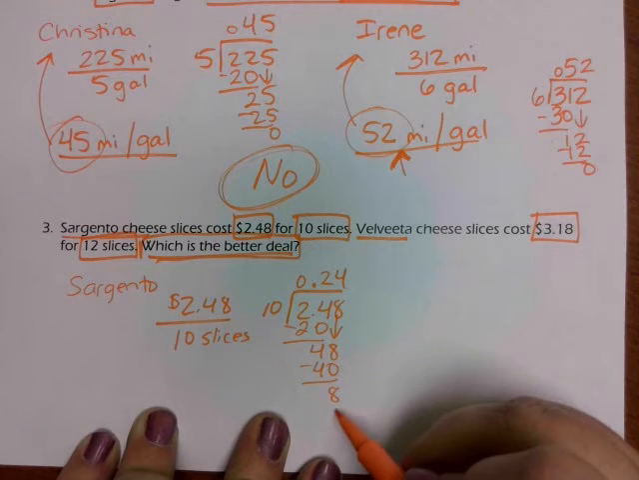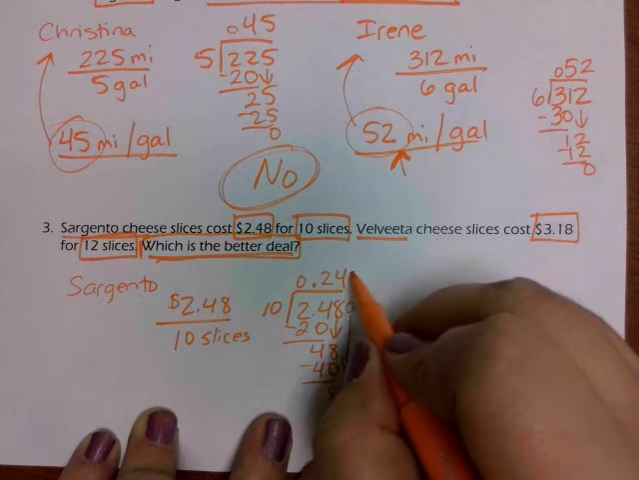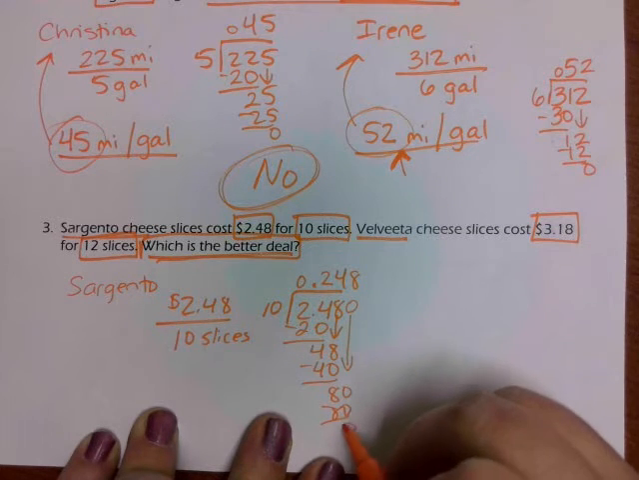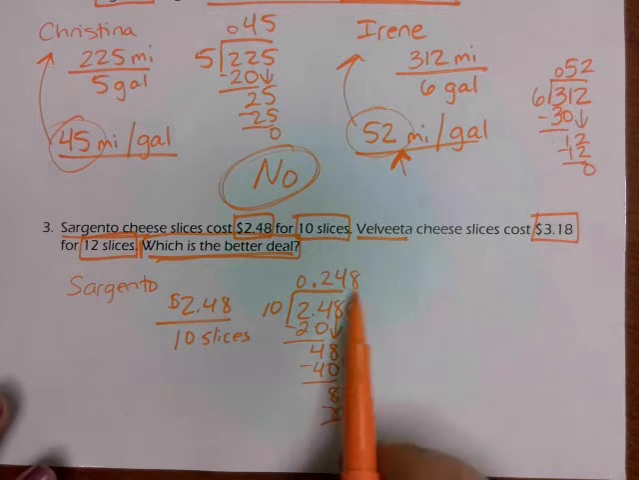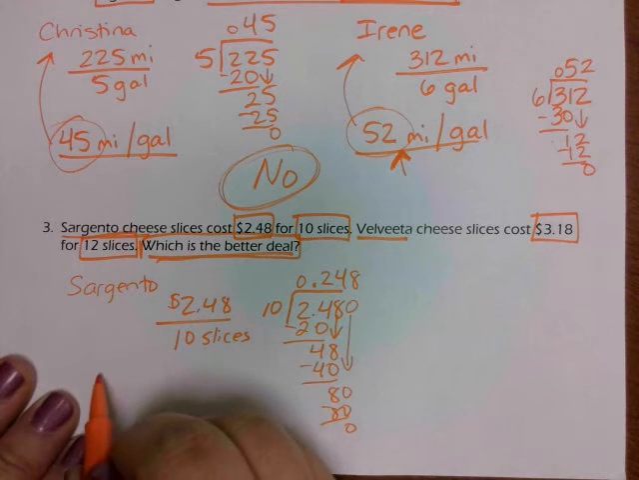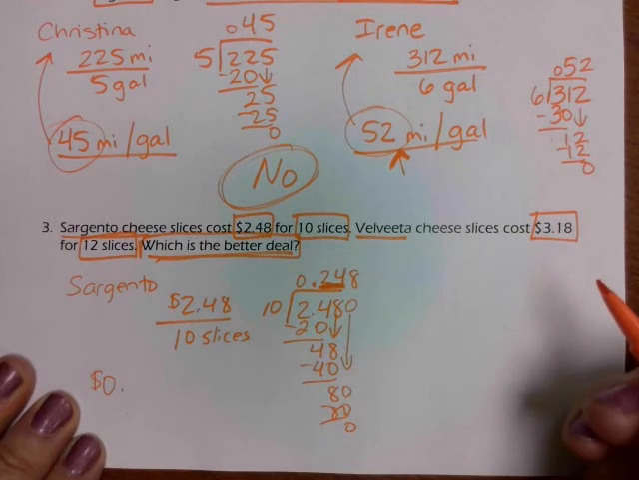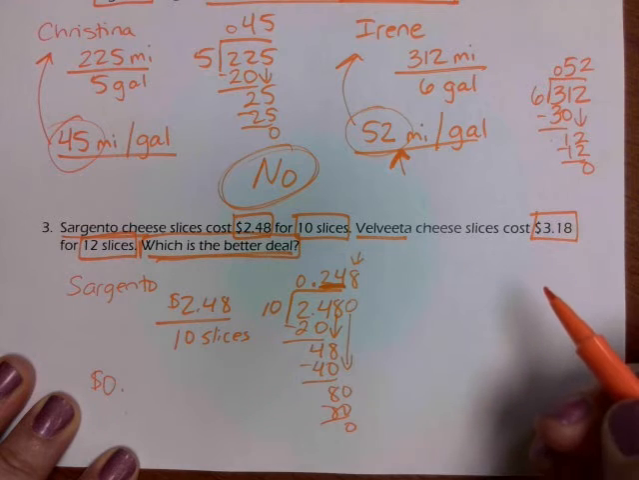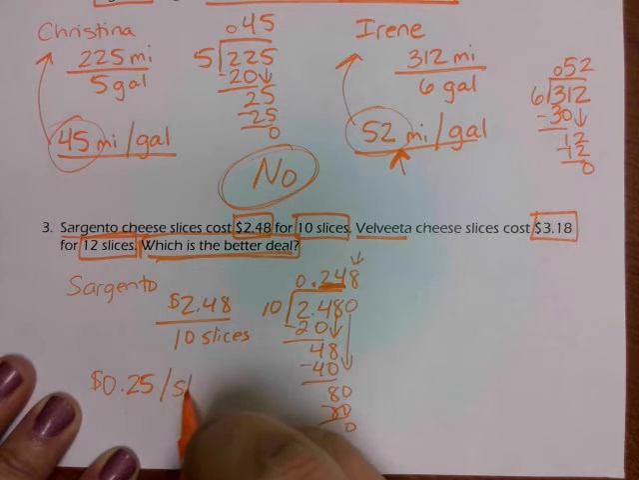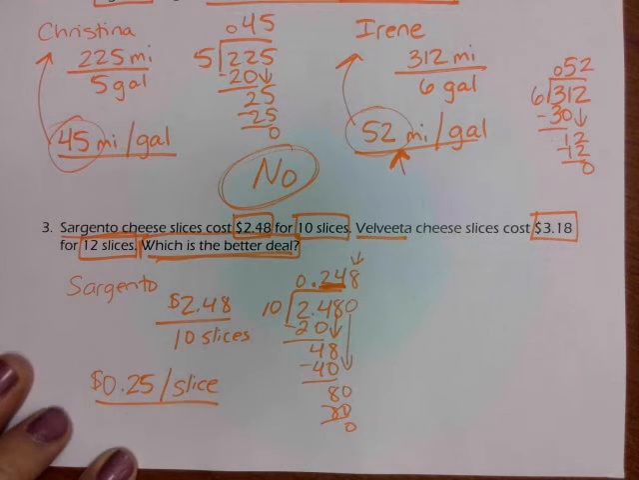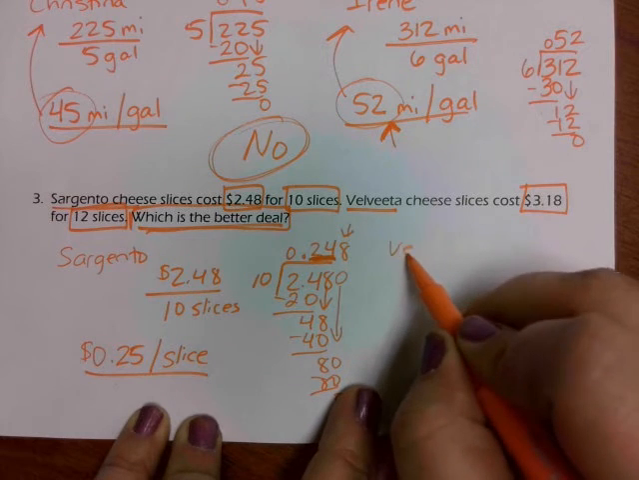Remainder of 8. I've got a remainder, so I'm going to add one more 0. And then 10 goes into 80 8 times. Now, we are talking about money, and we can't have 3 decimal places. So this Sargento cost, we're going to round to 2 decimal places because that's what money shows. And this number is a 5 or more, so we're going to raise the score. So it becomes 25 cents per slice.